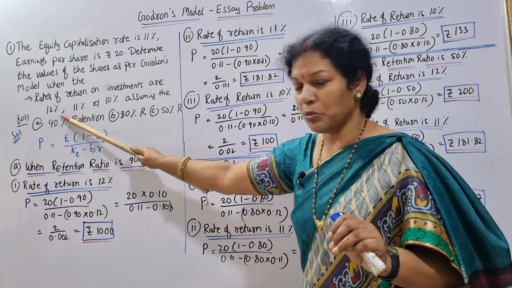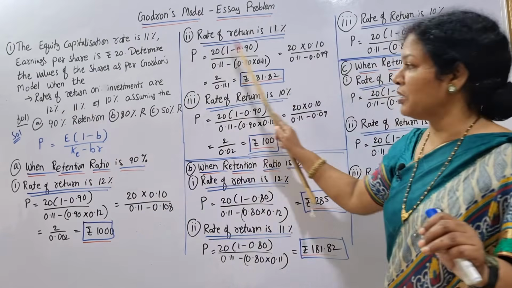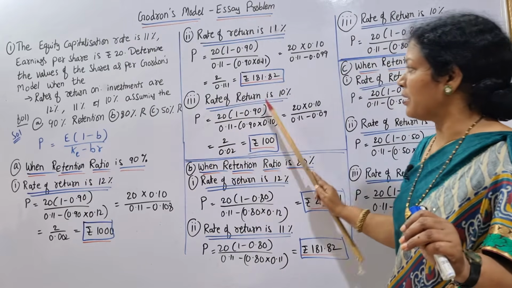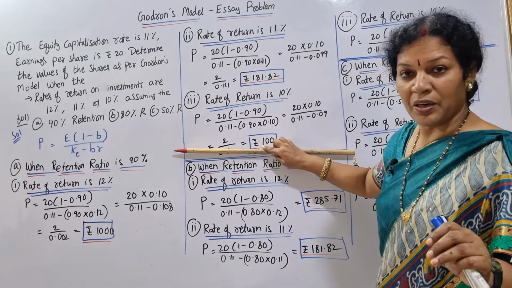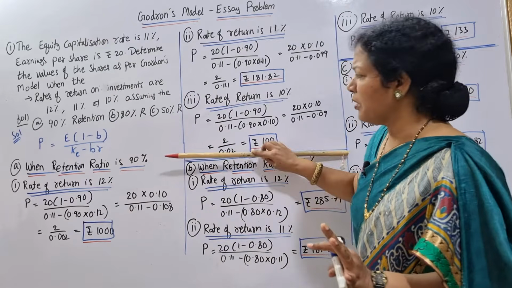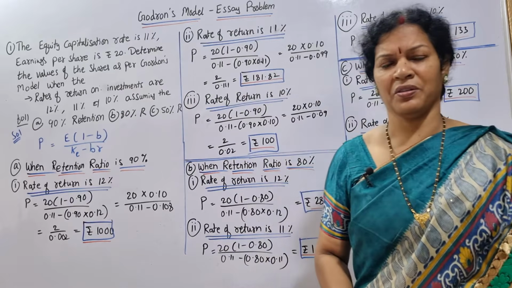Rate of return if it is 12%, how much? Rate of return 11%, how much? Separately. And rate of return 10% separately. Up to here, we are going to follow the 90% retention. Focus only up to here. If you follow, the rest of the things you can work out. You can pause the video and work them out.